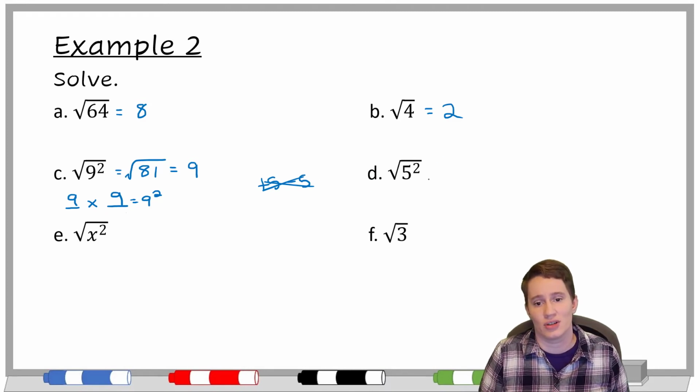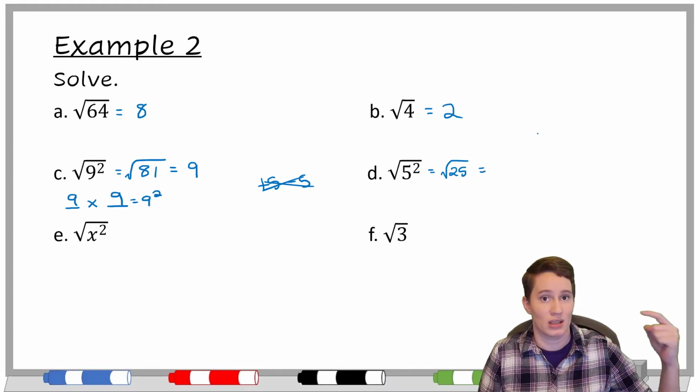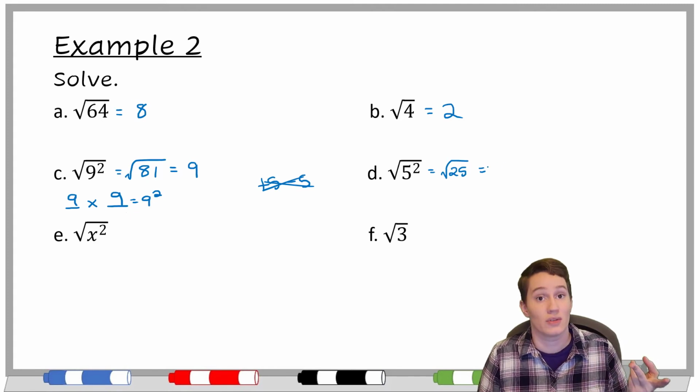Square root of 5 squared. So again, you could go ahead and change that to 25 and then find the answer, or you could think through, okay, what times what gives me 5 squared? Or you can think they undo each other, and my answer is 5.